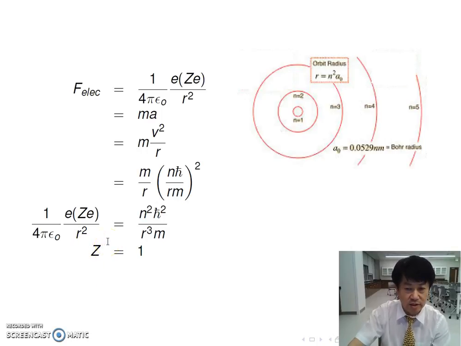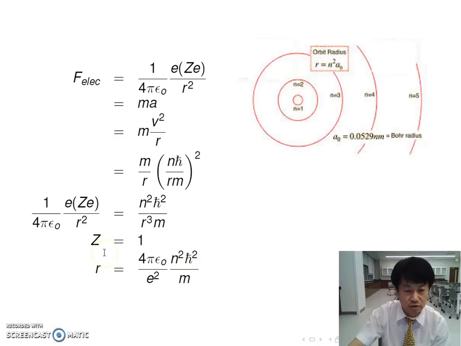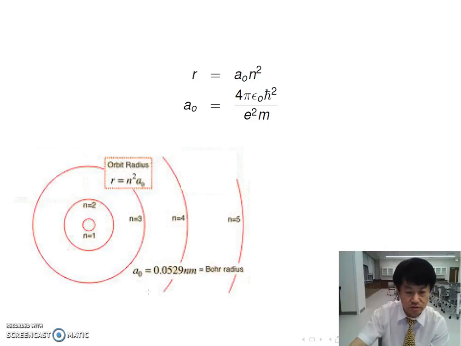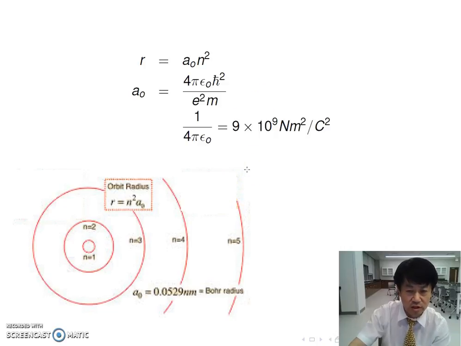For the case of hydrogen, Z is 1, so we can write the expression for the radius to be 4 pi epsilon naught n squared h bar squared divided by e squared and m. Here n is a variable depending on electron location. All the rest is constant. So we call all the rest of the constants together a naught, which is the Bohr radius.